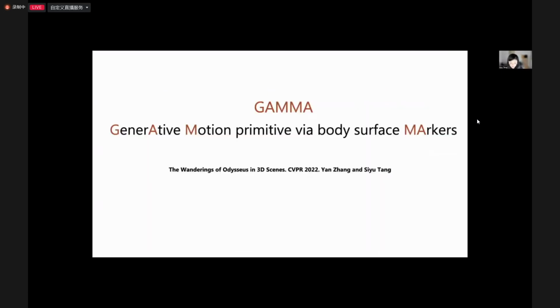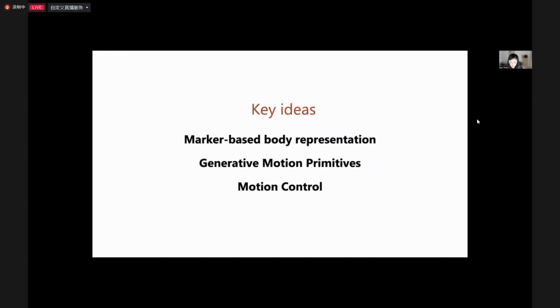So our motion model is called GAMMA, which stands for generative motion primitives via body surface markers. And the key ideas of our approach include three parts. The first part is marker-based body representation. The second one is generative motion primitives. And the last one is goal-based motion control. And I will present these key ideas in the following slides.